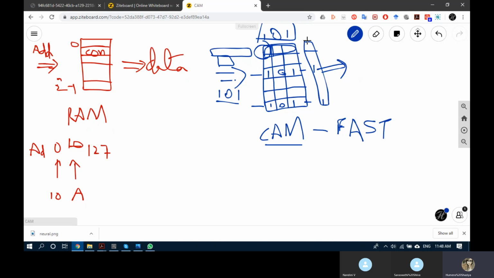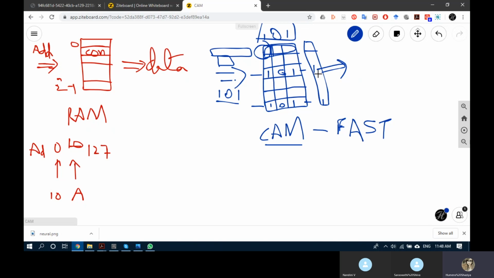And then you also have another register called the match register. In this match register, what happens is, when the contents of argument and the contents of CAM get matched, match register will get a value 1.